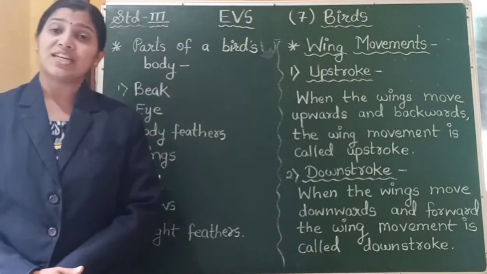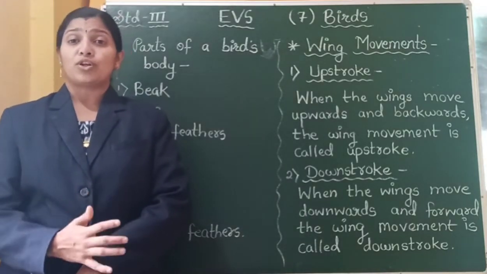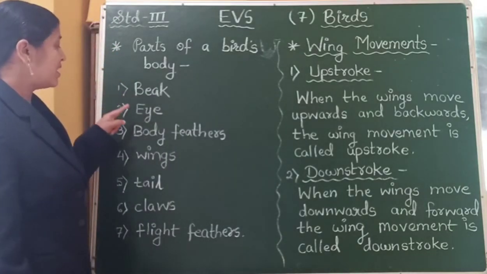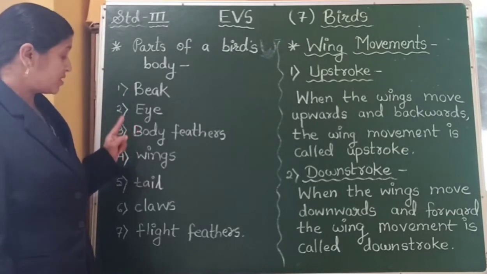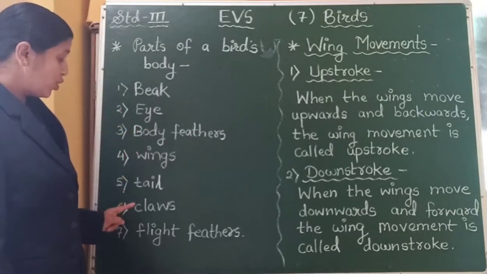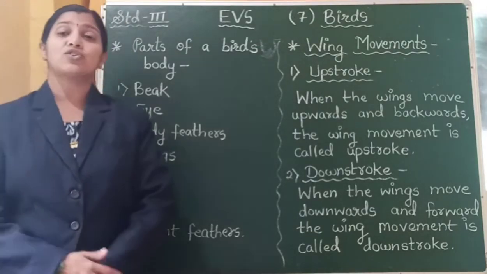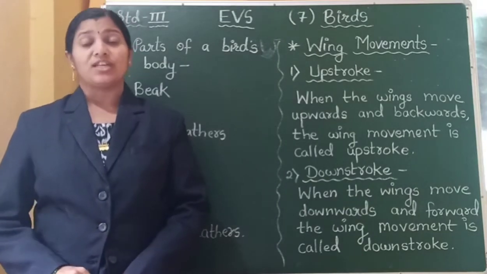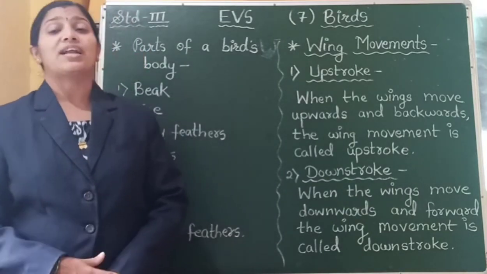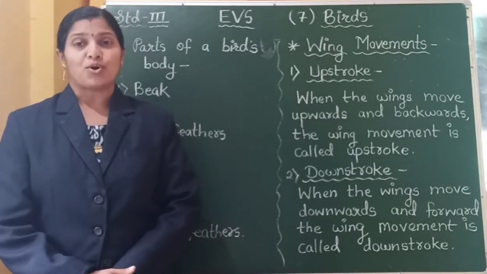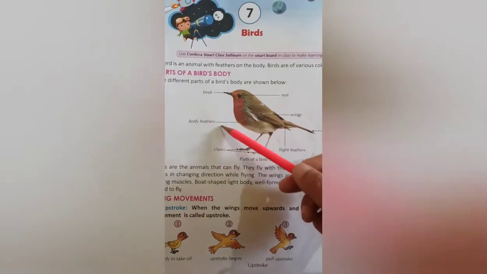So first I will read out the parts of the body of a bird to you. The parts of the body are beak, eye, body feathers, wings, tail, claws, flight feathers. So these are the 7 parts of the bird's body. Now I will be showing you a picture and I will be explaining to you about the parts of the bird's body. Now let us see the parts of a bird's body. Here you can see the picture of a bird.